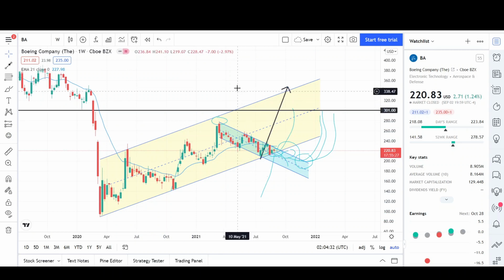So it looks like prices want to reach that 350 level. I don't know if it's going to get that far. First, I expect to reach the breakout at the $300 level, and if it can get that and it continues higher, this would be the next potential target that prices want to reach. So that's pretty much my analysis for Boeing.